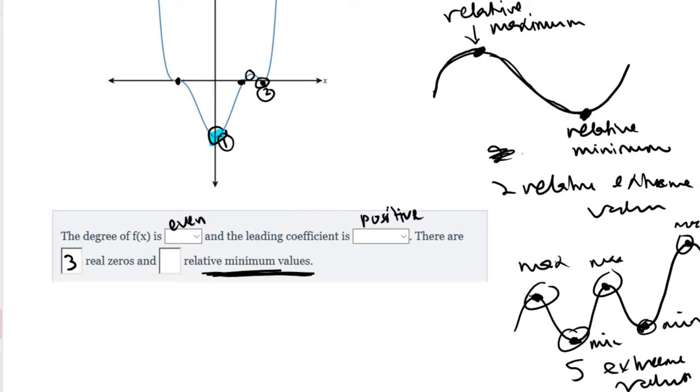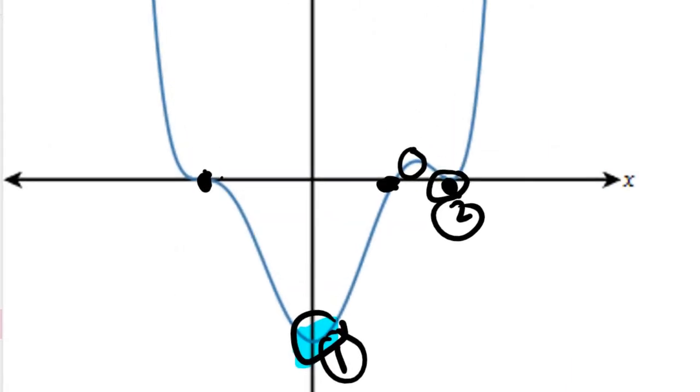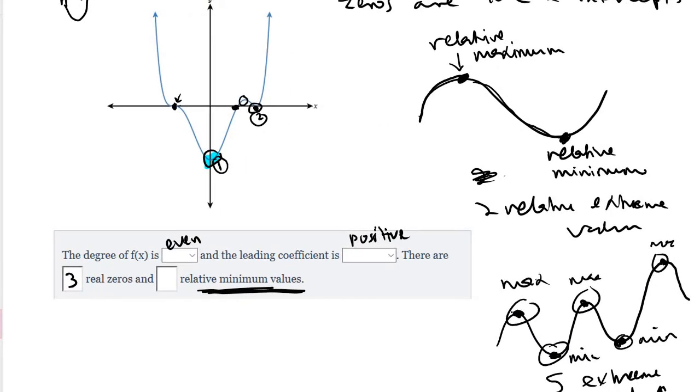Okay. This point over here is not a minimum or maximum. It's a point of inflection. We're not dealing with that right now. So this one right here is neither minimum nor maximum. It's a point of inflection. So we don't deal with that in Algebra 2 yet. You're going to deal with that in calculus or pre-calculus.